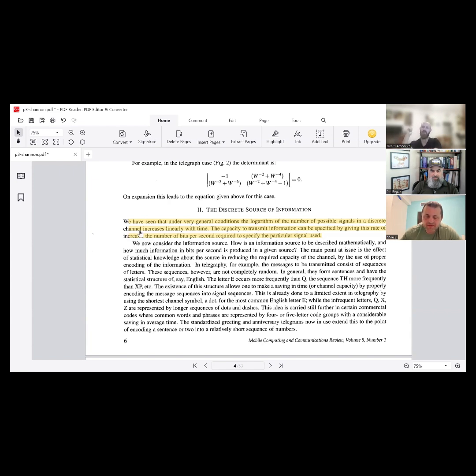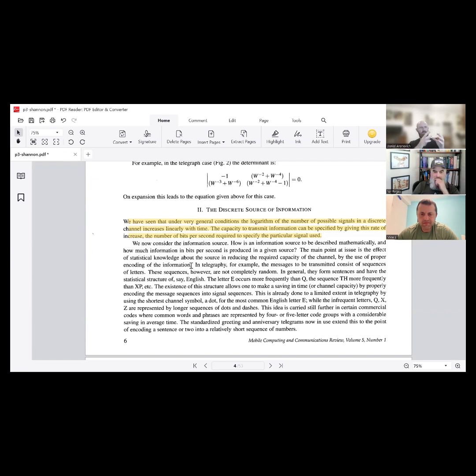Okay, so yeah, he was talking about the channel capacity that we define. Now we're going to talk about the information source. How is an information source to be described mathematically? And how much information in bits per second is produced in a given source? The main point at issue is the effect of statistical knowledge about the source in reducing the required capacity of the channel by the use of proper encoding of the information.